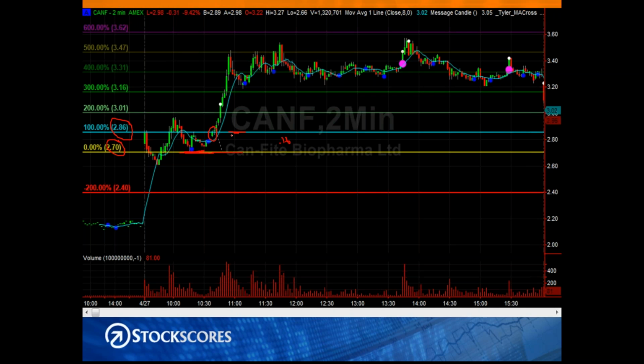That's how we calculate our position size, by looking at the risk of the trade and dividing that into the risk tolerance. How much are you willing to lose? Are you willing to lose $100 on a trade? Are you willing to lose $500 on a trade? Well, your risk tolerance and the risk of the trade determine your position size. All right, so there's our entry point.